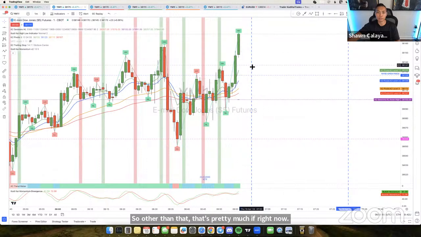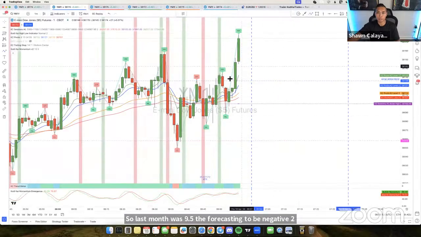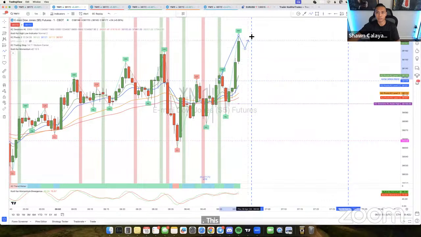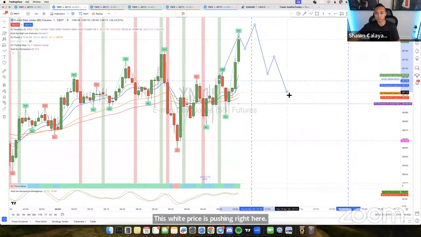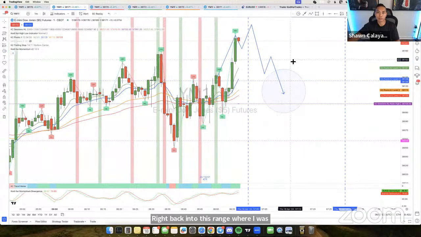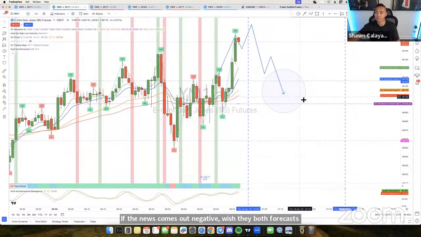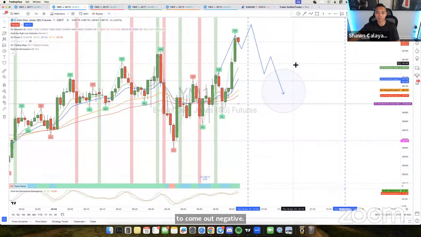This is the pre-news manipulation that I was kind of expecting. So like I said earlier, the news here is supposed to be negative, right? It's supposed to be very negative. Last month was 9.5, the forecast seems to be negative 2.2. This is why price is pushing right here. So I think price is going to push up, and then when the news happens at 7, it's going to come tumbling right back down, right back into this range where it was earlier. That's kind of what I expect. What I'm anticipating doesn't necessarily mean it has to happen, but this is what I'm expecting if the news comes out negative, which they're both forecasted to come out negative. So, go figure. We'll see what happens here in the next couple of moments.